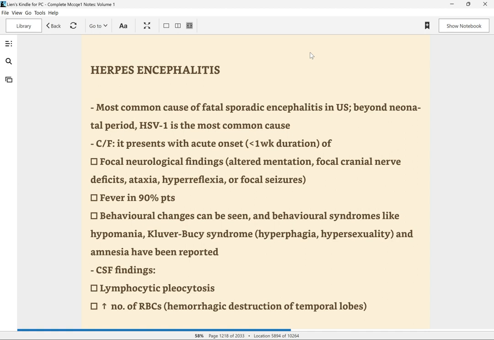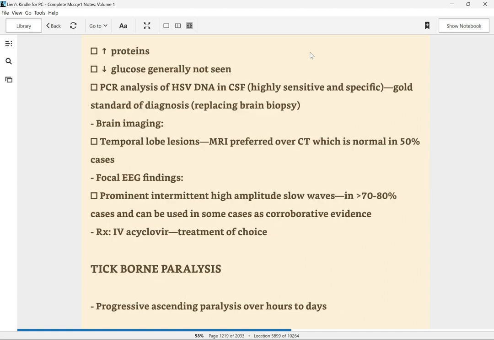Behavioral changes can be seen, and behavioral syndromes like hypomania, Kluver-Bucy syndrome, hyperphagia, hypersexuality, and amnesia have been reported. CSF findings: lymphocytic pleocytosis, increased number of RBCs, hemorrhagic destruction of temporal lobes. Increased proteins; decreased glucose generally not seen.